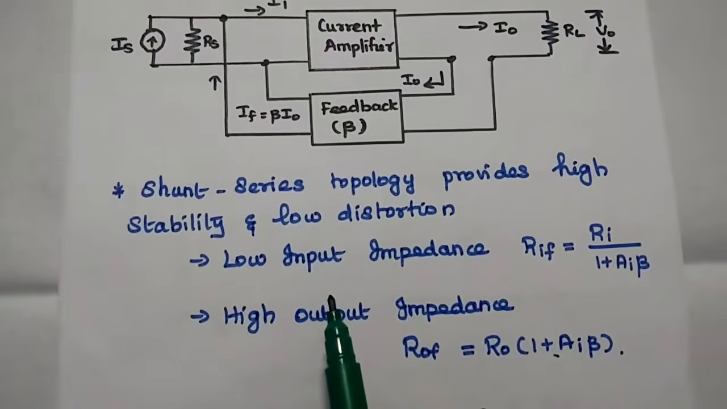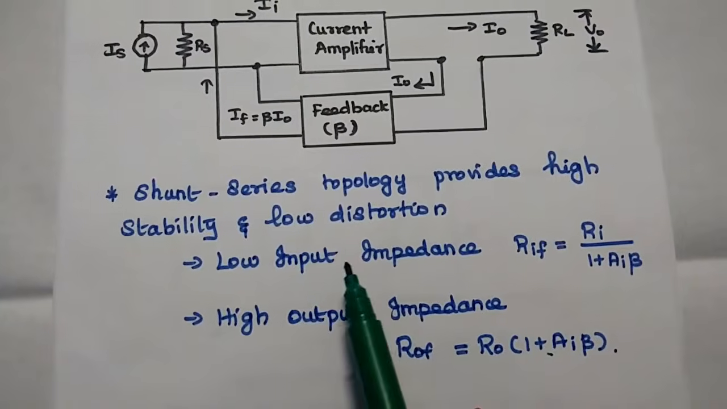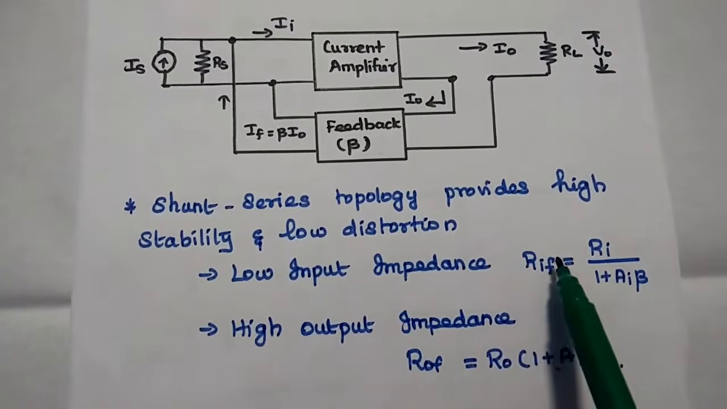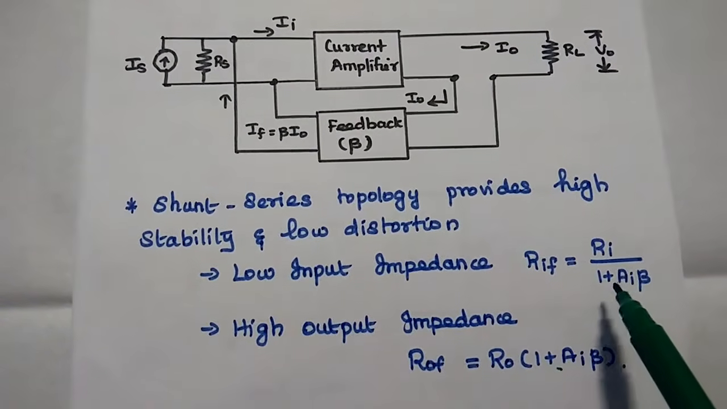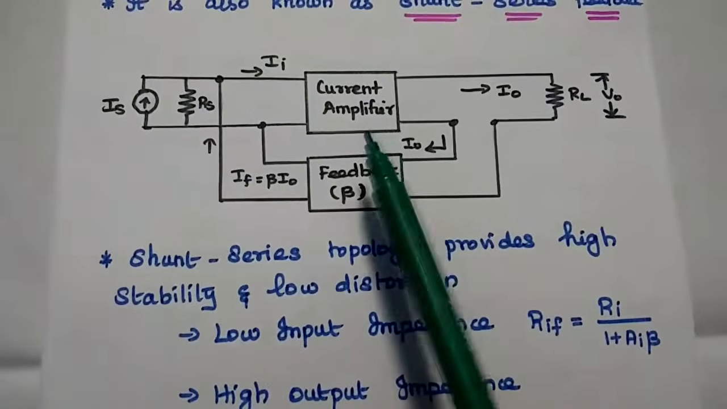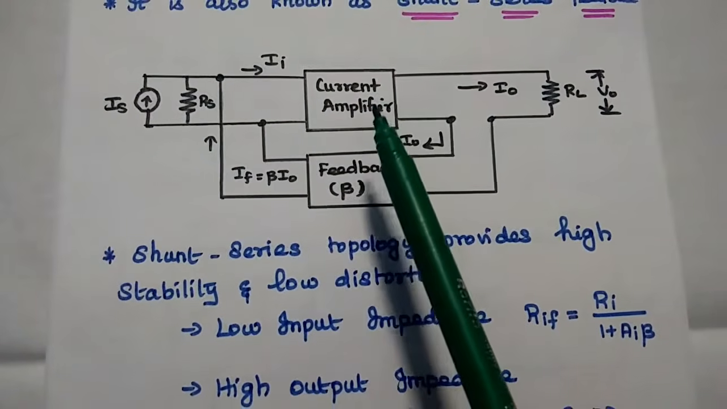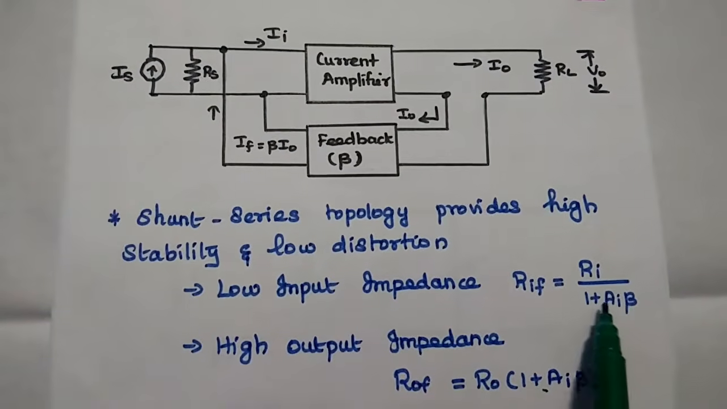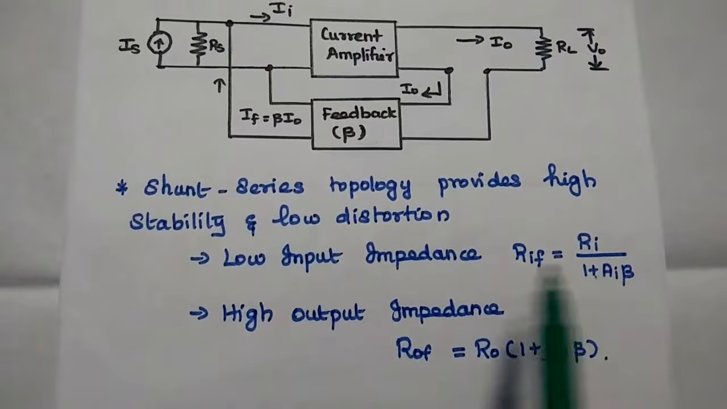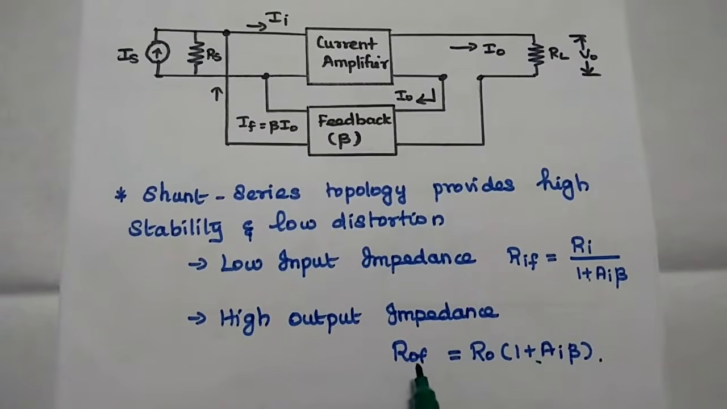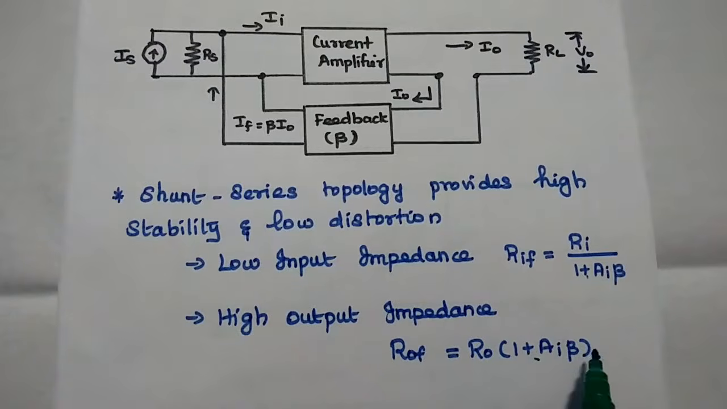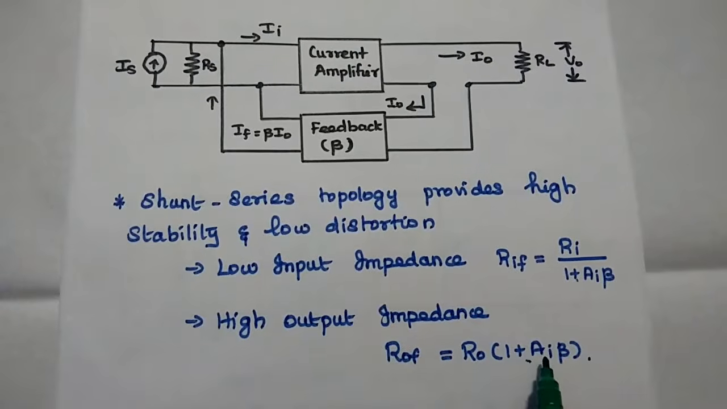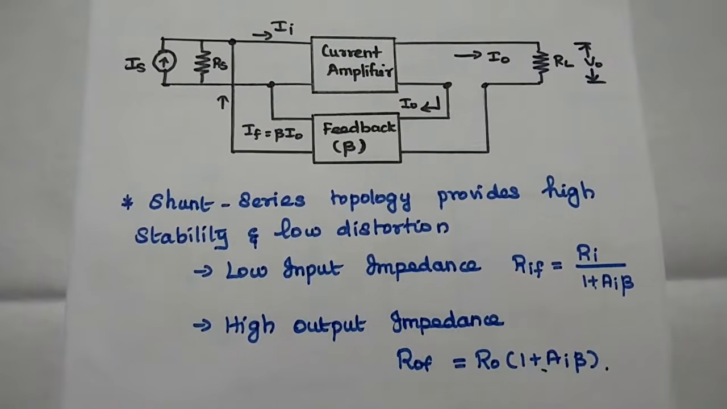It provides high stability and low distortion, low input impedance, that is RIF. Input impedance with this feedback is equal to Ri by 1 plus Ai beta. This current amplifier has its own value Ri that can be reduced by the factor 1 plus Ai beta due to negative feedback. High output impedance, that is ROF, is equal to RO into 1 plus Ai beta. So the output impedance of this amplifier is increased by the factor 1 plus Ai beta.